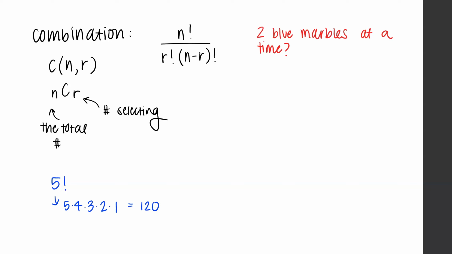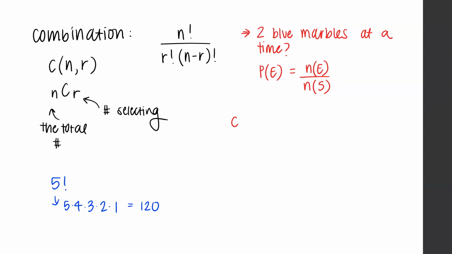Now going back to our previous example, we wanted to know how many different ways can we select 2 blue marbles at a time. We know that the probability of any event occurring is equal to the number of ways our event can occur out of the total number in our sample space. So we can do this one at a time. First of all, how many different ways can we select just any 2 marbles out of the total 9 marbles that we're given? We can use a combination to answer this question.